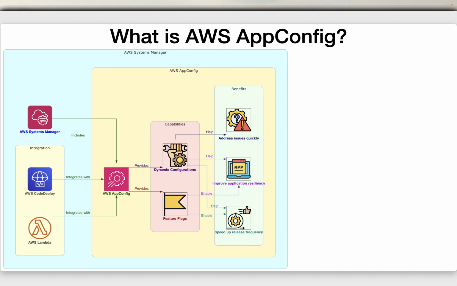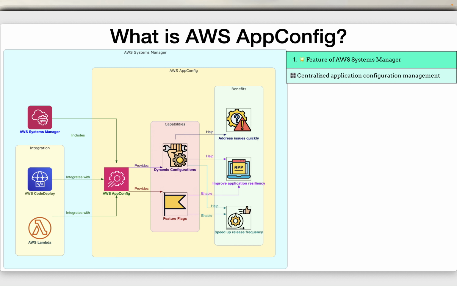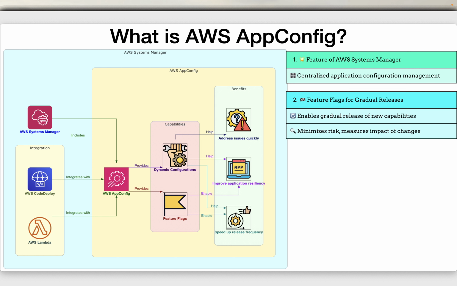So what is AWS AppConfig? AWS AppConfig is a powerful feature integrated within the AWS Systems Manager service, providing a centralized platform for application configuration management. AppConfig enables the use of feature flags, allowing developers to gradually release new capabilities to users. This approach minimizes risk and enables measuring the impact of changes before fully deploying to all users.